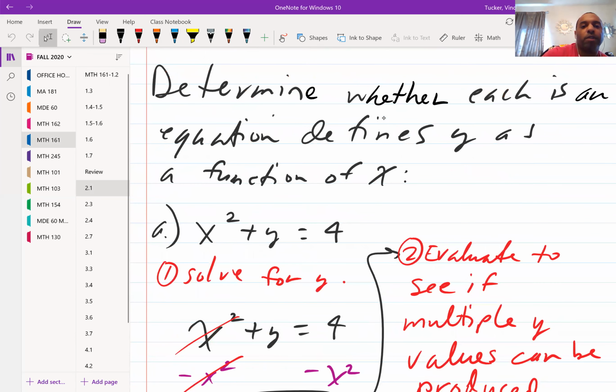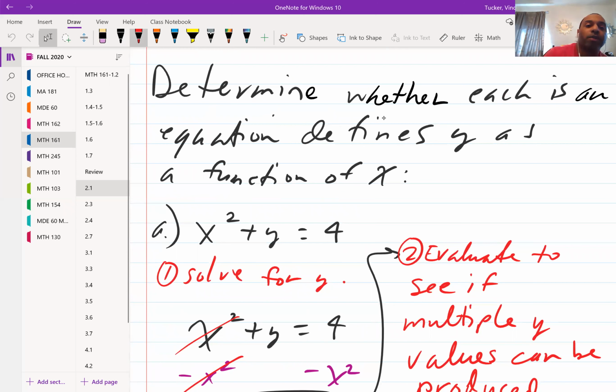All right, so here, the next one, they're asking us to determine if the equation defines y as a function of x. So the last time we had a relation, we just had a set of ordered pairs. This time we actually have an equation that we want to determine whether it is a function.